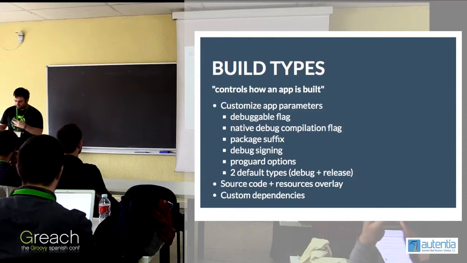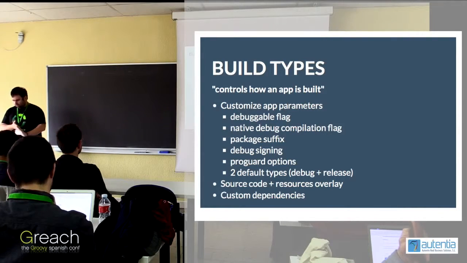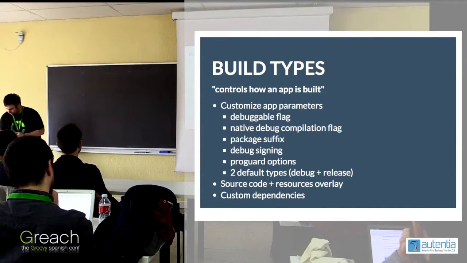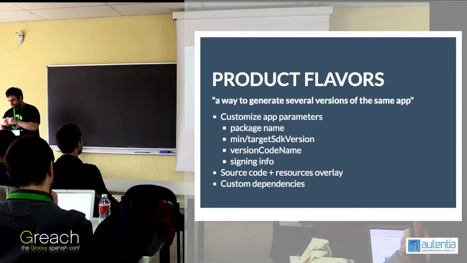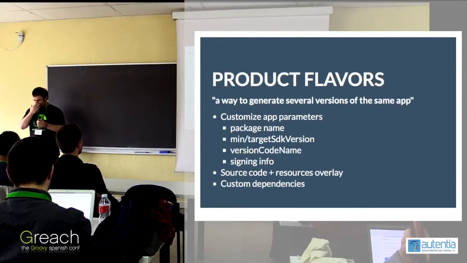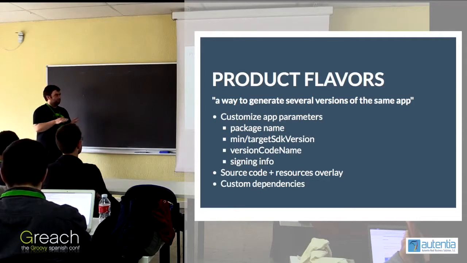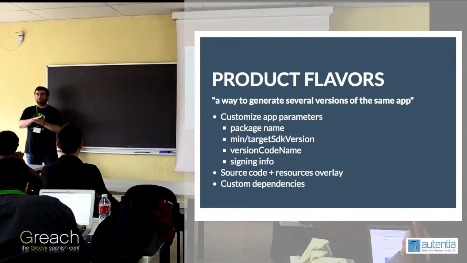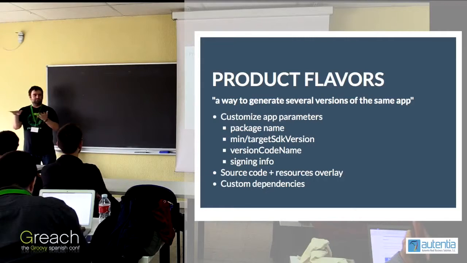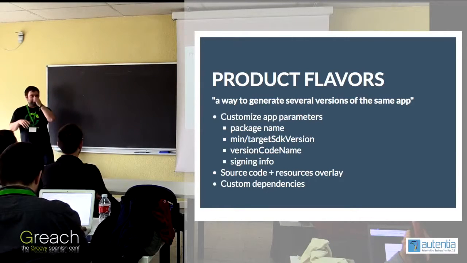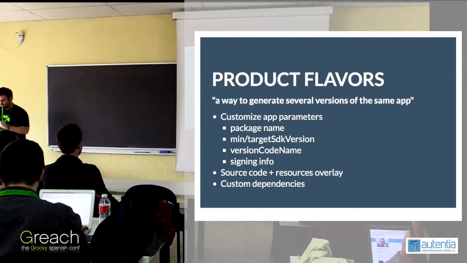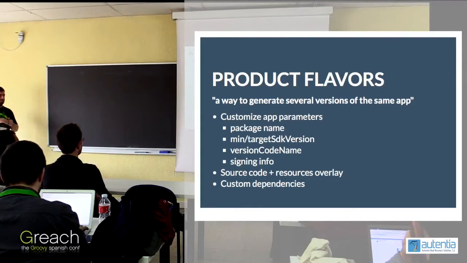And you can have custom dependencies, which is maybe not that usual for build types, but when it comes to the next thing, product flavors, that is quite popular to have different dependencies. So you can imagine that build types are an x-axis, and the product flavors are a y-axis. So product flavors declare different versions of your app. So that's what I mentioned earlier.